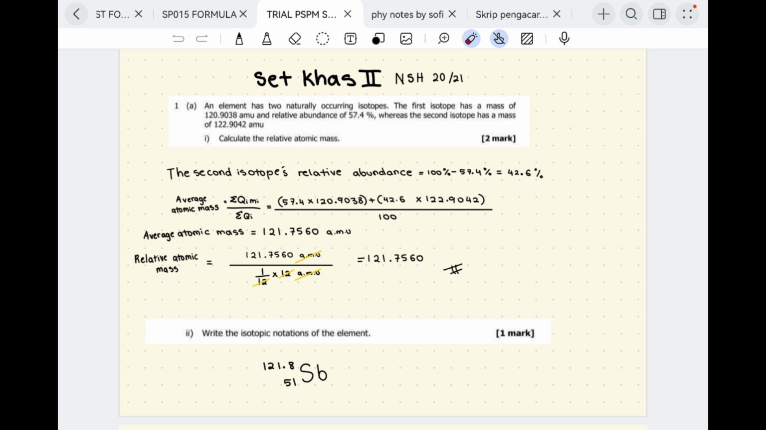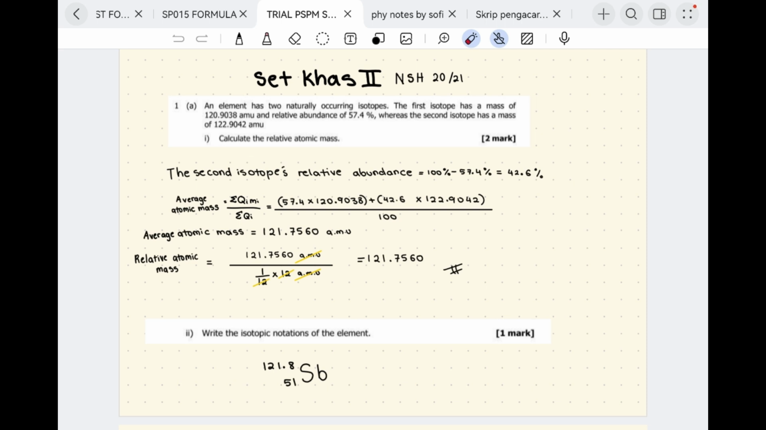Okay, for the first question, it says that an element has two naturally occurring isotopes. The first isotope has a mass of 120.9038 AMU and a relative abundance of 57.4%, whereas the second isotope has a mass of 122.9042 AMU. So the first question says to calculate the relative atomic mass.